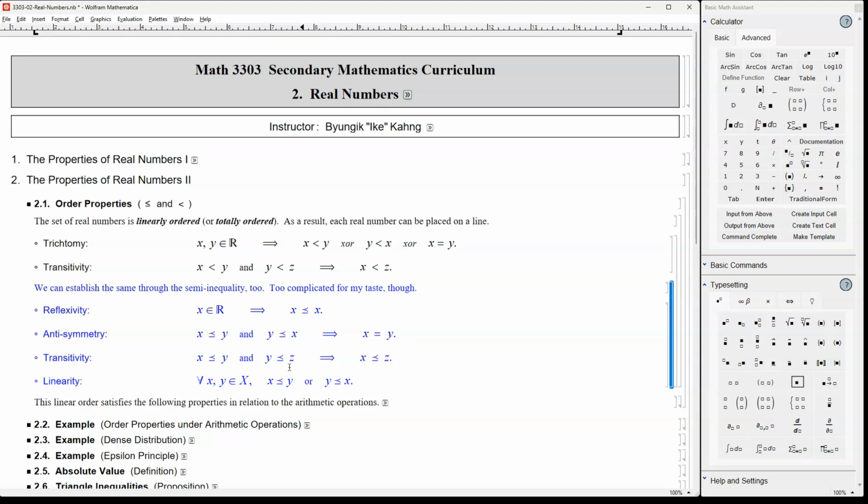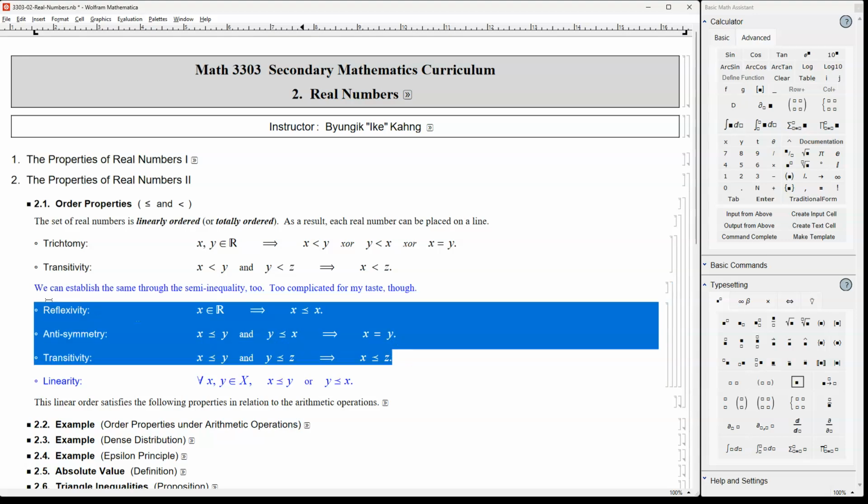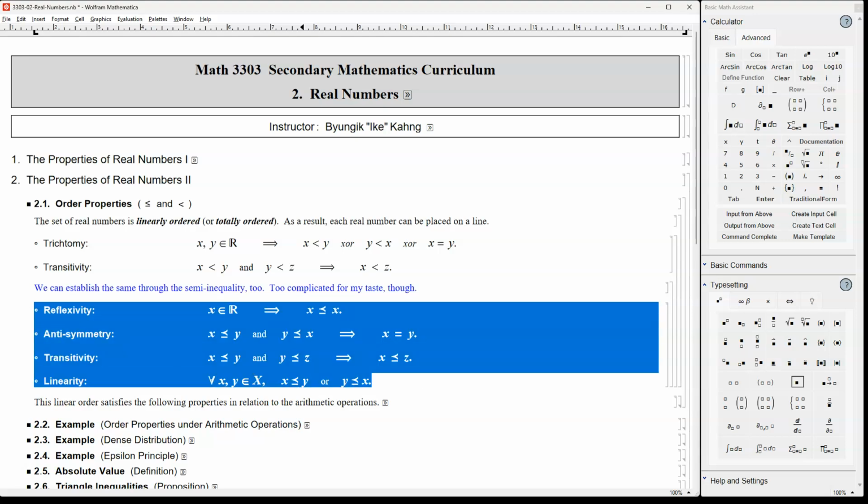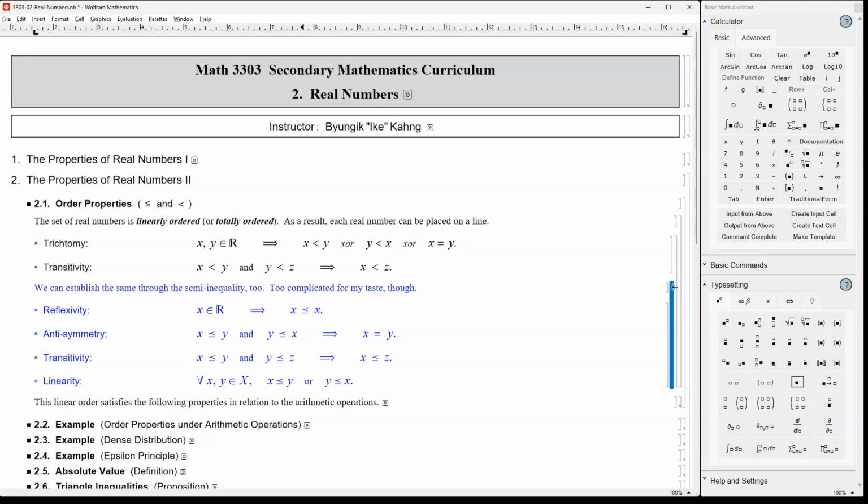Because the first 3 properties, what are those? These are the properties for a partially ordered set. And then we have the last one, the linearity or the comparability. That is, every pair of real numbers can be compared with less than or equal. Yeah, we can do it like this too, but I prefer to do it the other way using strict inequality because it's simpler.